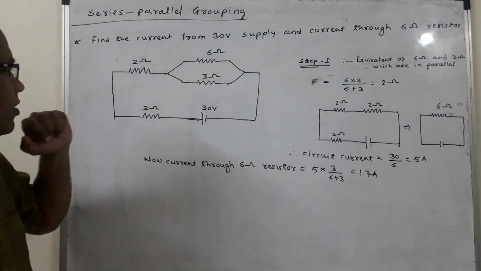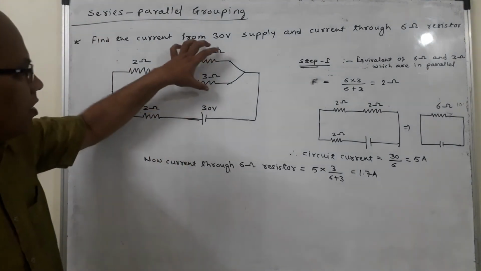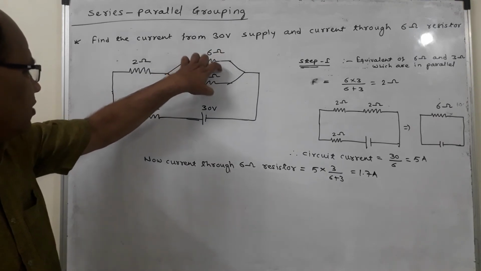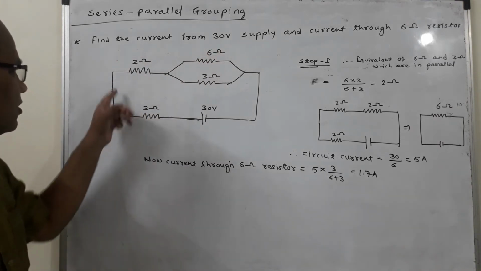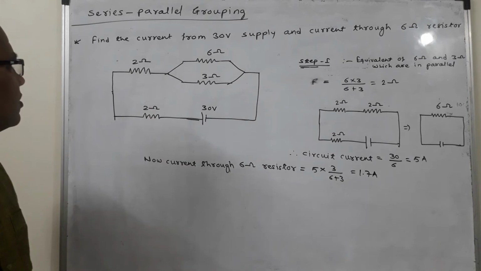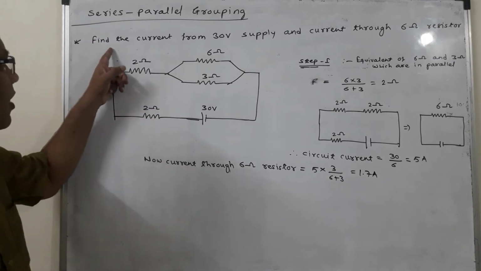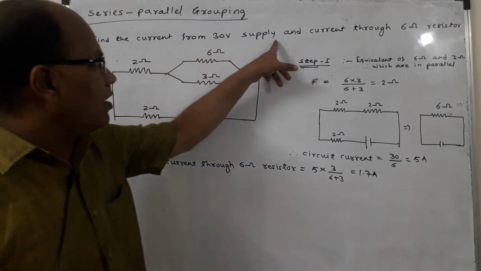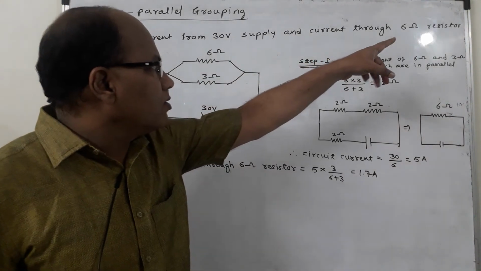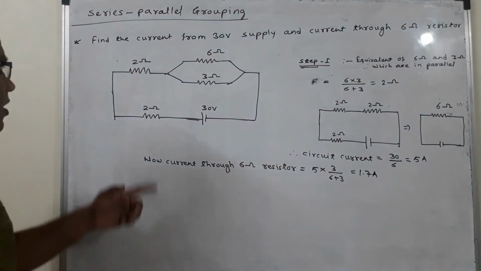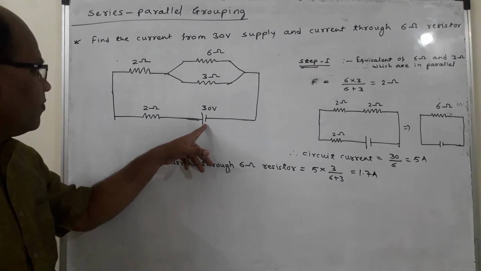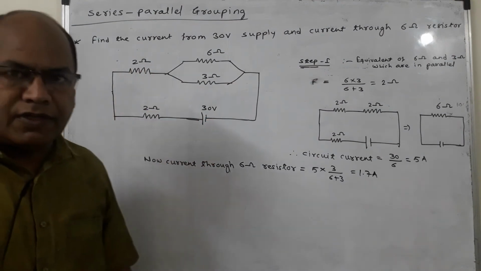So there are 4 resistances, 2 are connected in parallel, and this parallel combination is then provided in series with these 2 resistances. And let it be asked to find the current from the 30 volt supply and the current through the 6 ohm resistor. So find the current through the 30 volt supply, means the circuit current is to be obtained.